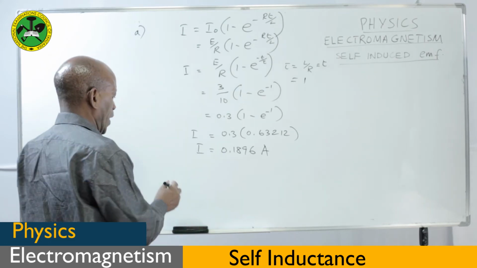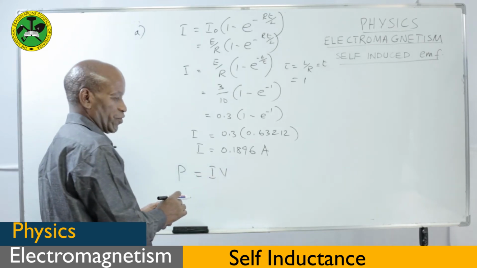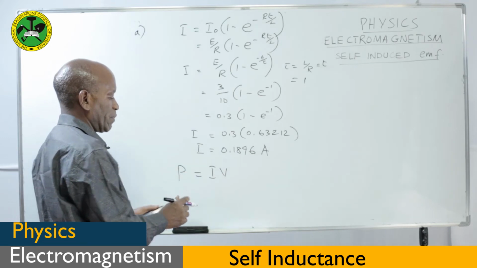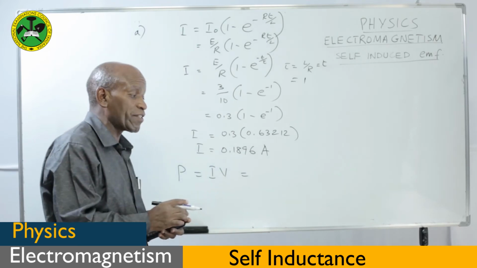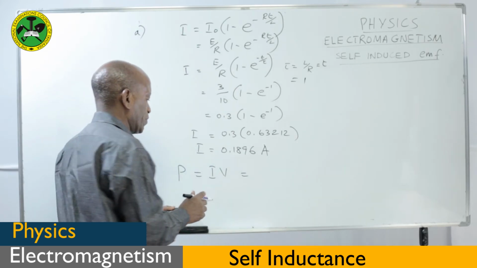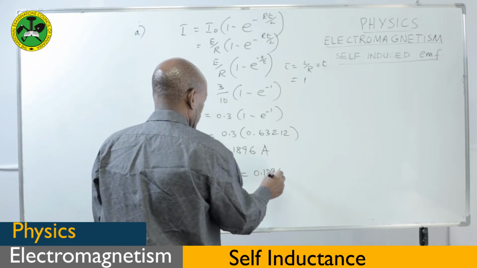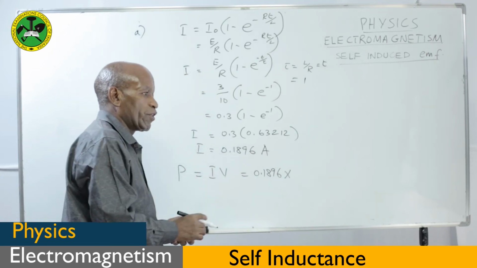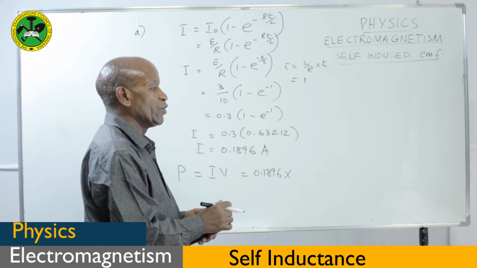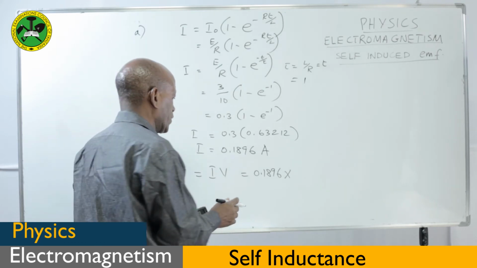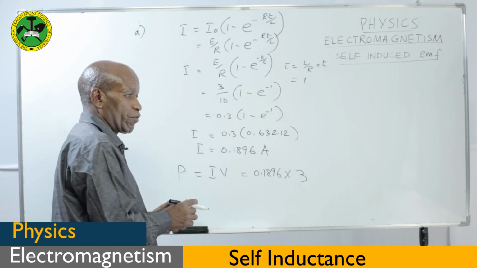Now to determine the power, you need to multiply the current I times the voltage. That is the rate at which the energy is being delivered to the battery, that is the power. The current is given there, which is 0.1896, times the voltage that the battery is connected to. The voltage is 3 volts, so we multiply by 3 volts. That's the voltage of the battery.